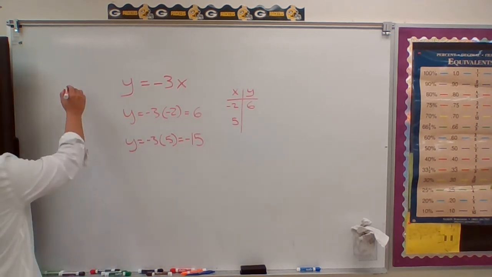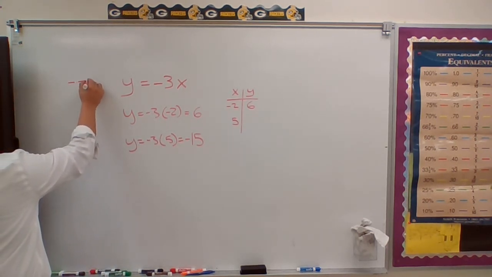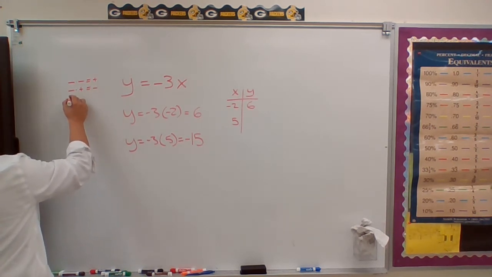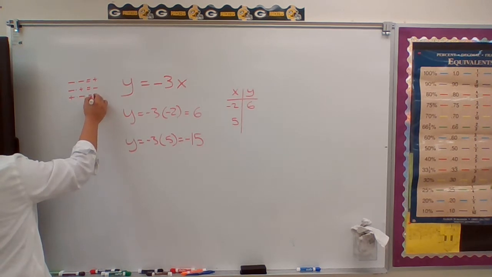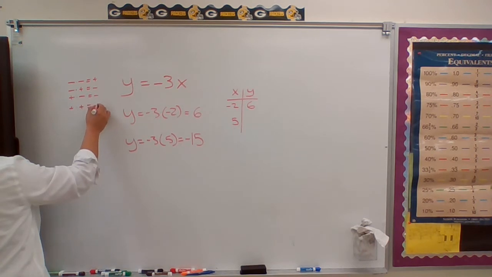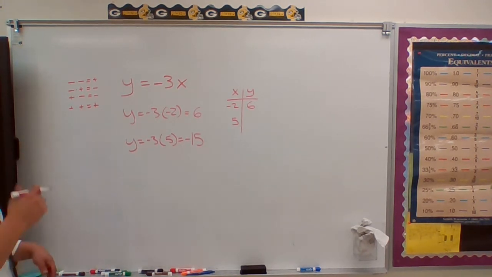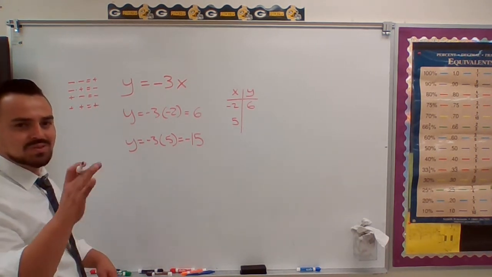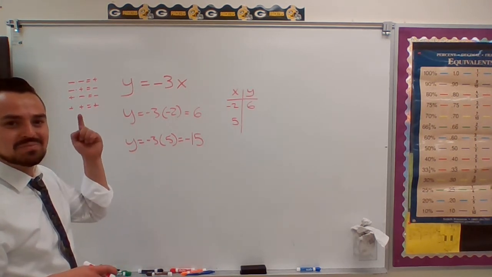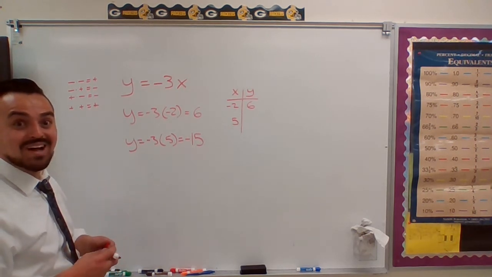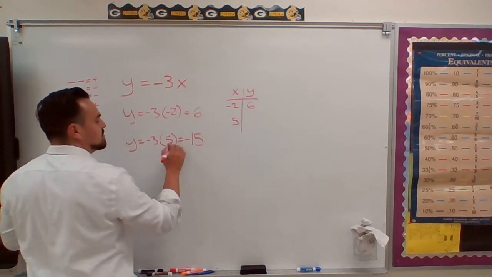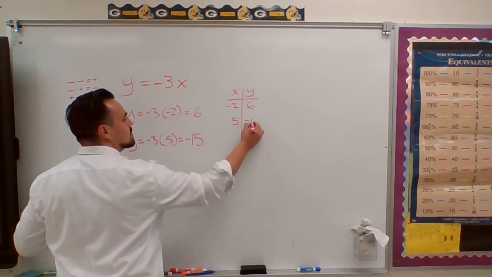Just a little recap of this too. A negative times a negative is a positive. A negative times a positive is a negative. A positive times a negative is a negative. And a positive times a positive, as you guys well know, is a positive. If that's too much review, sorry, couldn't help it. It's going to come in handy. Multiplying negatives and positives happens a lot, and it's important to know. But all right, we've got y is equal to negative 15 when x is equal to 5.